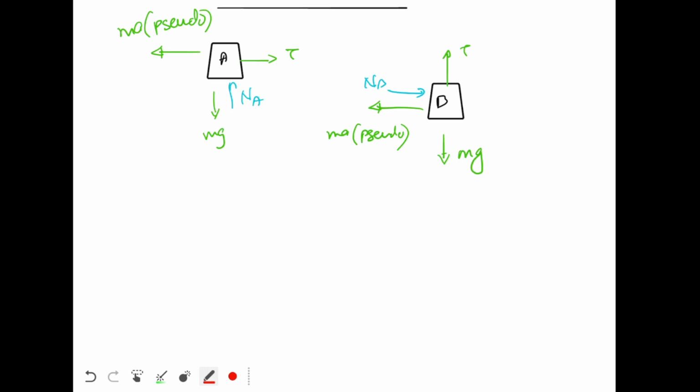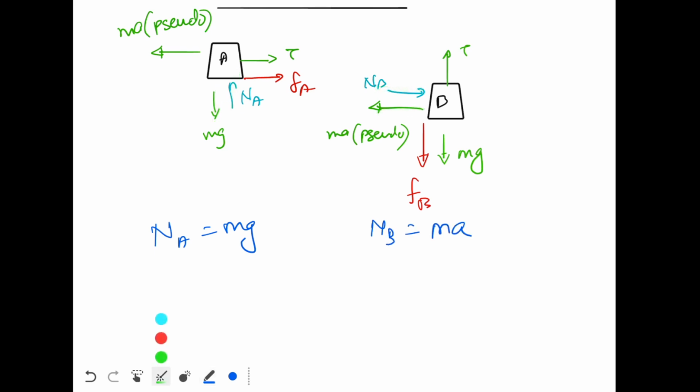Now block B is trying to go up, block A is trying to go in this direction. So frictional force will act opposite to motion. So friction on B is in this direction, friction on A will be in this direction. Again, we have the same concept. NA is equal to mg. And NB is equal to ma. Along this direction, what do we have? T is equal to FB plus mg.